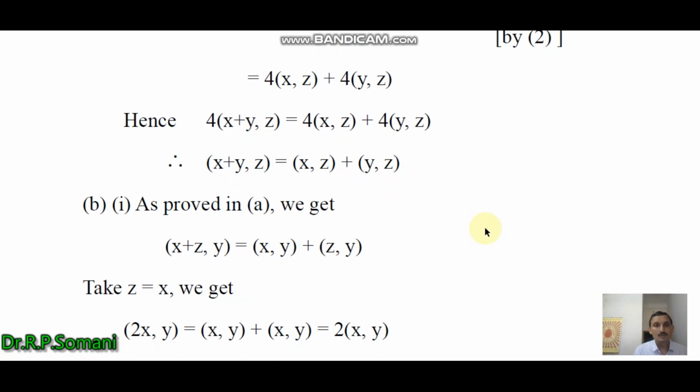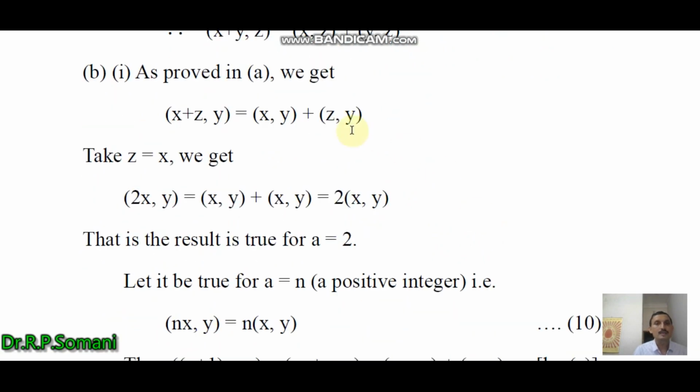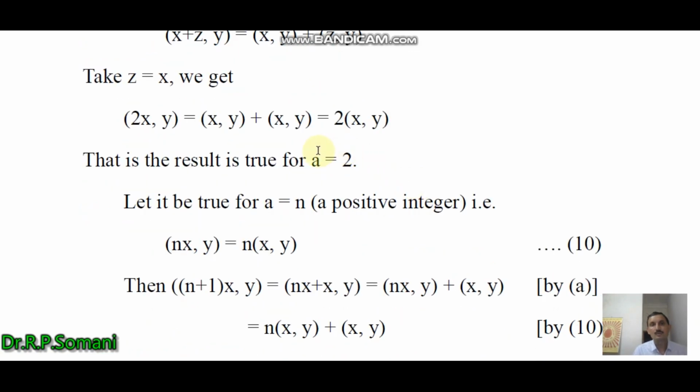Now we prove the second part, B part. So as proved in A, we obtain that x plus z, y equal to xy plus zy, and take here z equal to x, then we obtain that 2xy equal to xy plus xy equal to twice x comma y. So the result is true for a equal to 2.